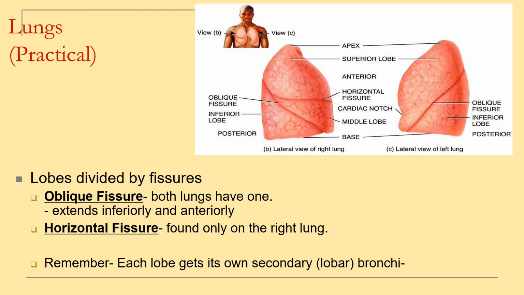So that means I've got my oblique fissure on the left lung, and then I have a superior lobe and an inferior lobe. On the right lung, though, I've got an oblique fissure and a horizontal fissure cutting across horizontally, and that leaves me with a superior lobe, a middle lobe, and an inferior lobe. Left lung, right lung.